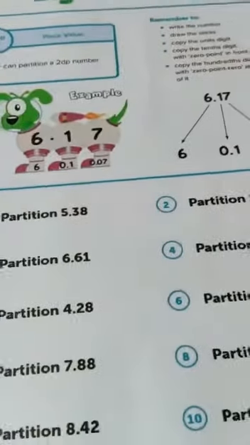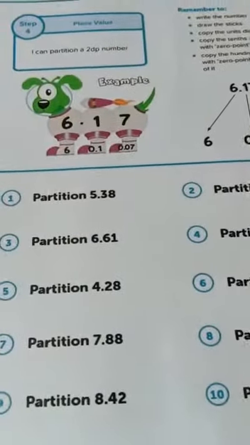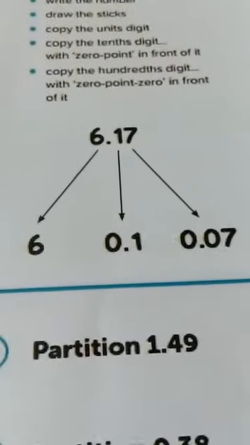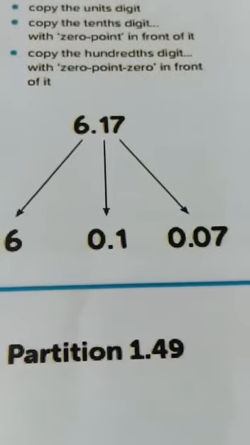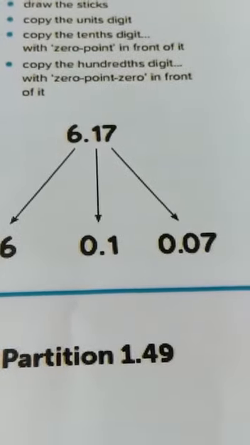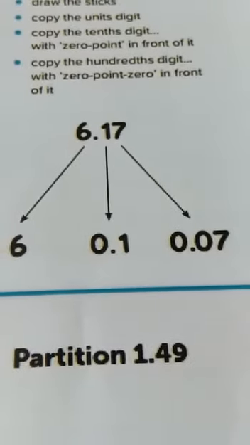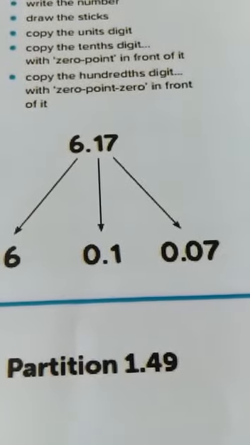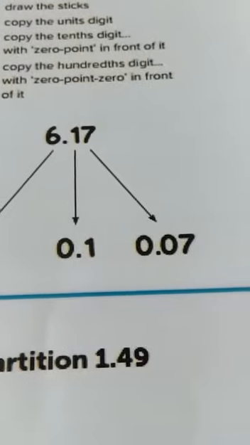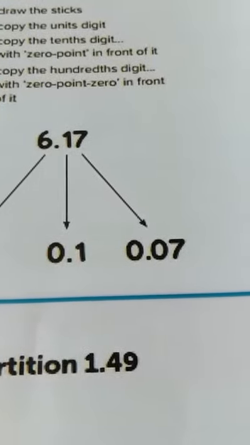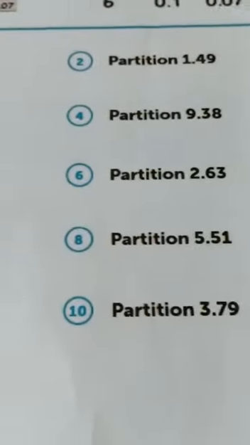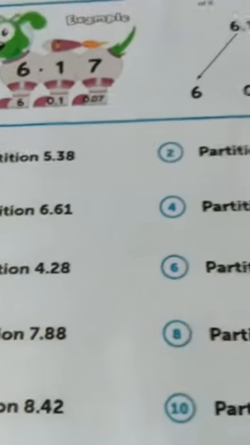Next thing is we're going to be partitioning two decimal place numbers. In the example here, which is how you should partition them, 6.17, 6 is your whole number. The 1 digit is 0.1 and the 7 digit is 0.07. So if you can do that for the next 10 partitioning, that would be fantastic.